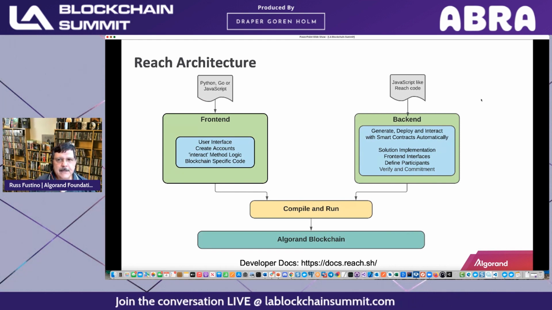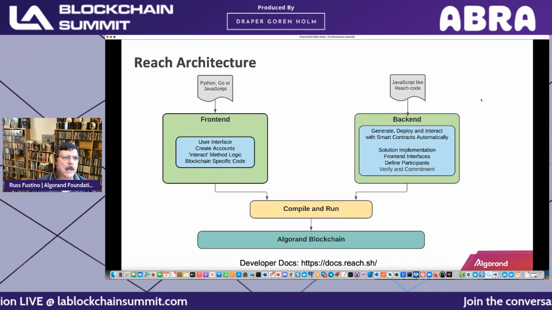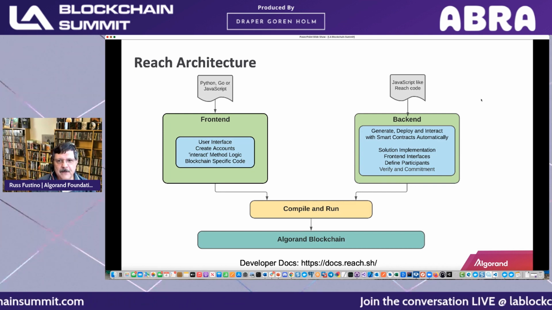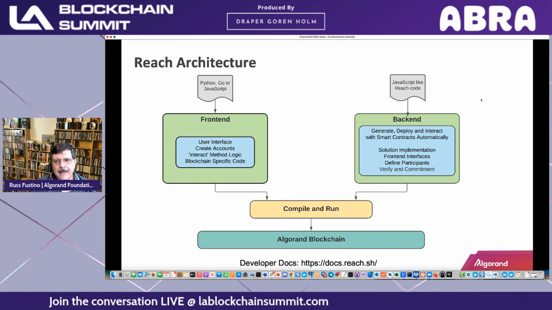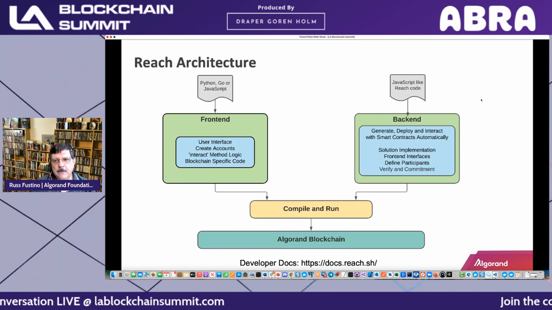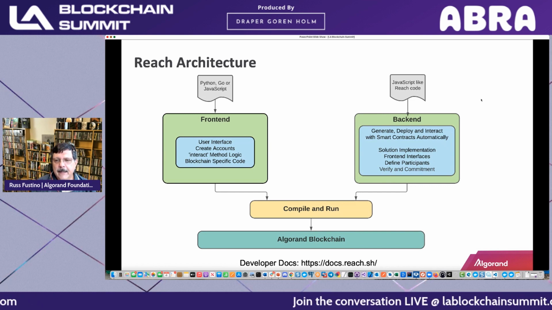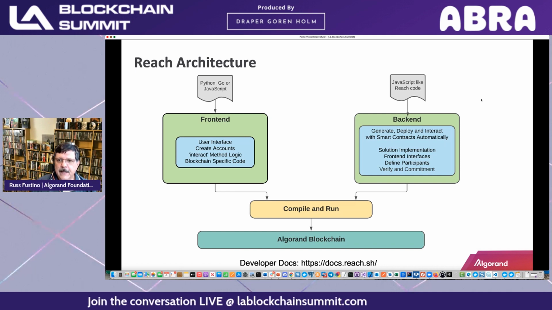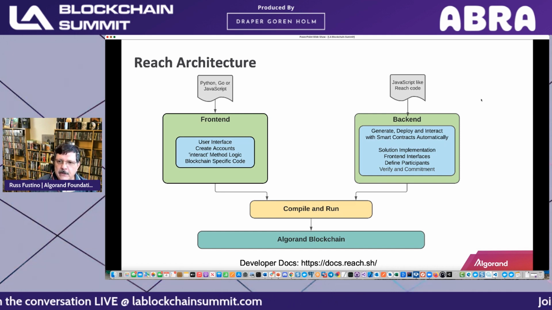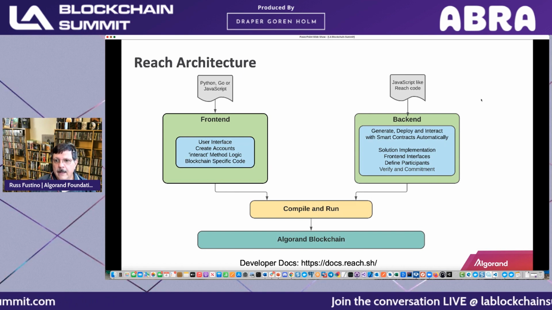This is the architecture. You have front end and back end. Typically, you have that in the realm of client-server design, no different here. Then on the back end is the important part. It's JavaScript-like code. That's a Reach file, and this is what generates and deploys and interacts with the smart contracts automatically. It's a solution implementation. You define your front end interfaces in it, and you define the participants, and you also verify and do commitment schemes as well. And I'll talk about all that in the code.